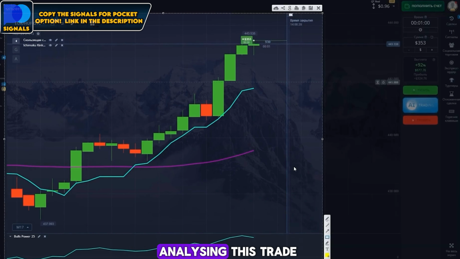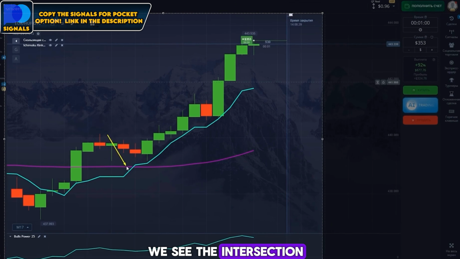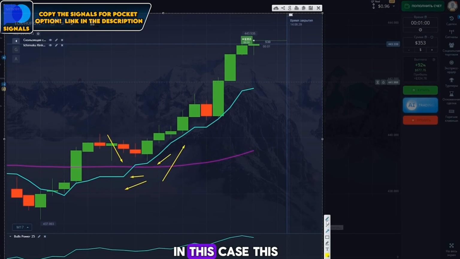Let's move on to analyzing this trade. Here, the situation is absolutely mirrored. We see the intersection of our lines, but now from bottom to top. That is, our turquoise line crosses our purple line from bottom to top. In this case, this is a signal directly to increase.